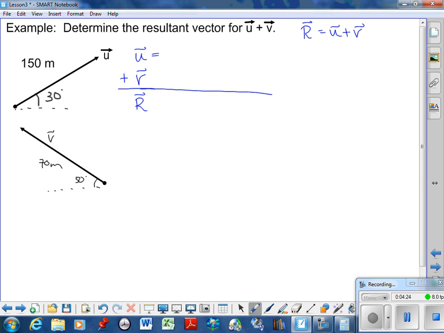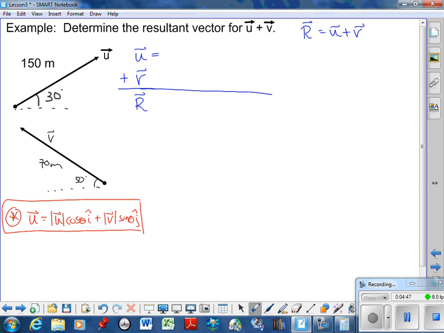What is the equation for a vector when we don't have a grid? So just down here, this should be on your cheat sheet. U vector is equal to magnitude of u cos theta i plus magnitude of u sine theta j. All right, there's the formula right there.